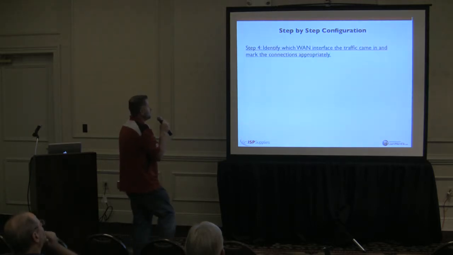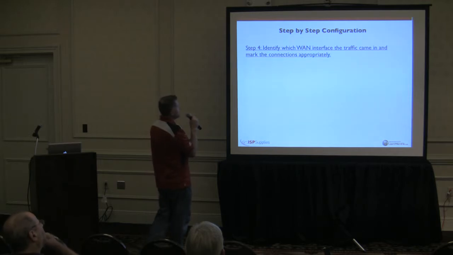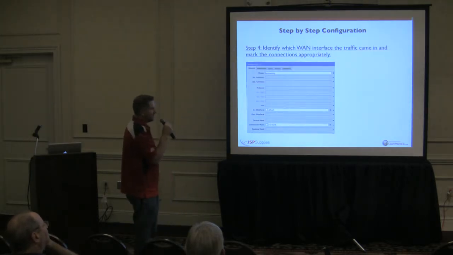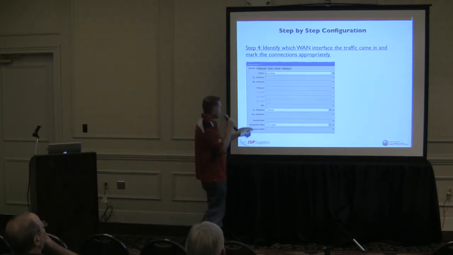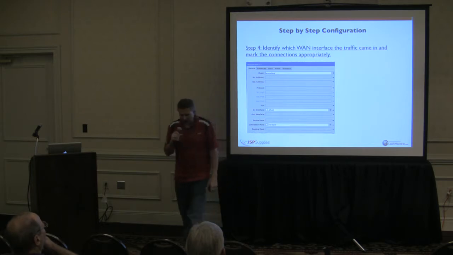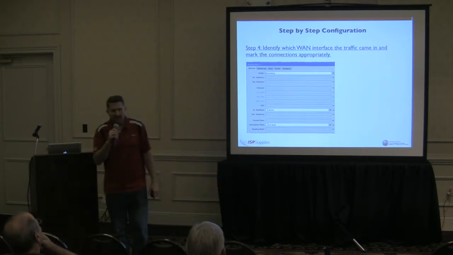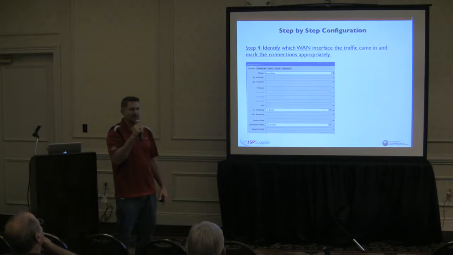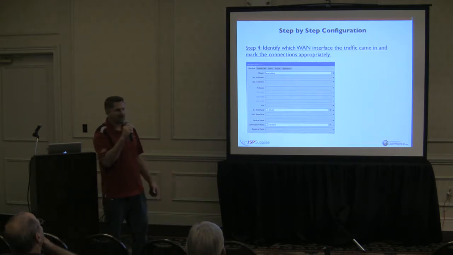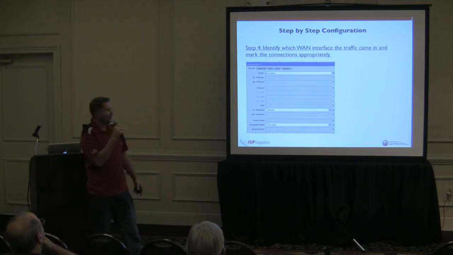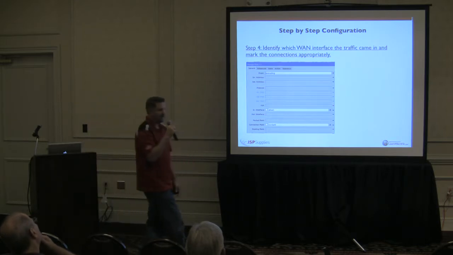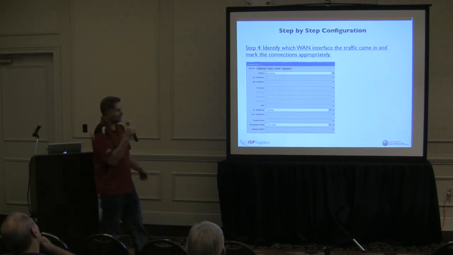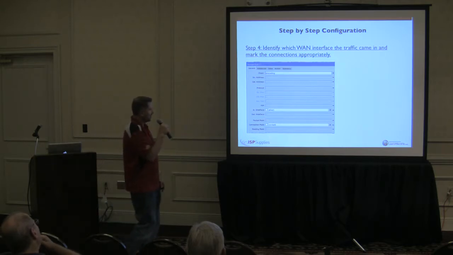Step 4 is we need to identify which WAN interface the traffic came in and then mark the connections appropriately. Again, in the pre-routing chain, we're looking for traffic coming in Ethernet 1. We're using the connection mark no mark. Now, no mark is a special mark. If a packet doesn't have any mark on it, then it does have a mark, and that mark is no mark, and it's on all connections by default. So if you want to identify connections that have never been marked before, you can look for connection mark no mark.